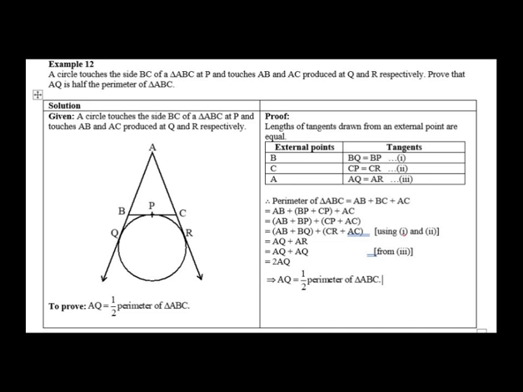CR plus AC is equal to AR. Therefore, perimeter of triangle ABC is equal to AQ plus AR, which is equal to AQ plus AQ, because AQ is equal to AR. Hence, perimeter of triangle ABC is equal to 2 times AQ, which implies AQ is equal to half of perimeter of triangle ABC.